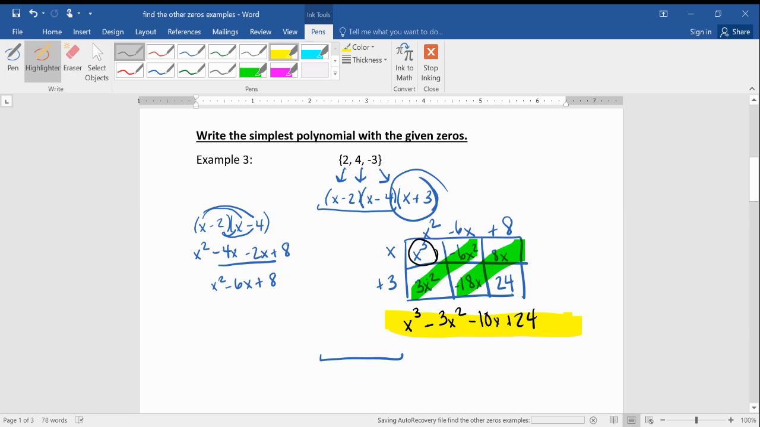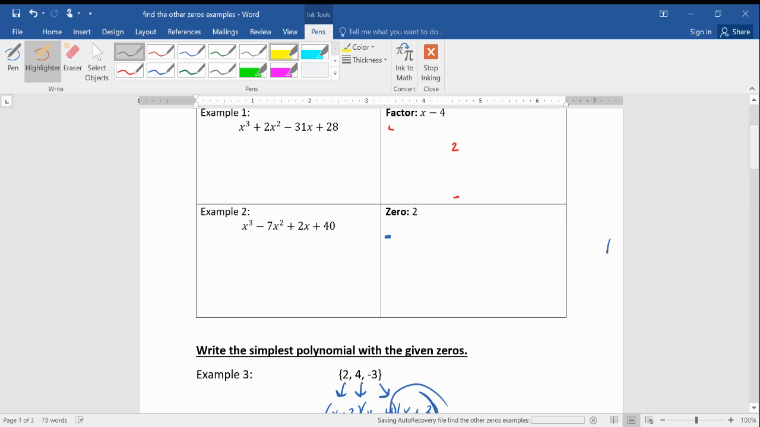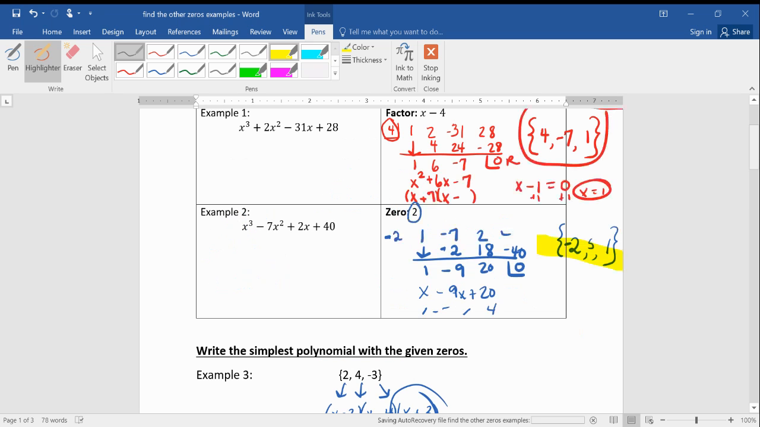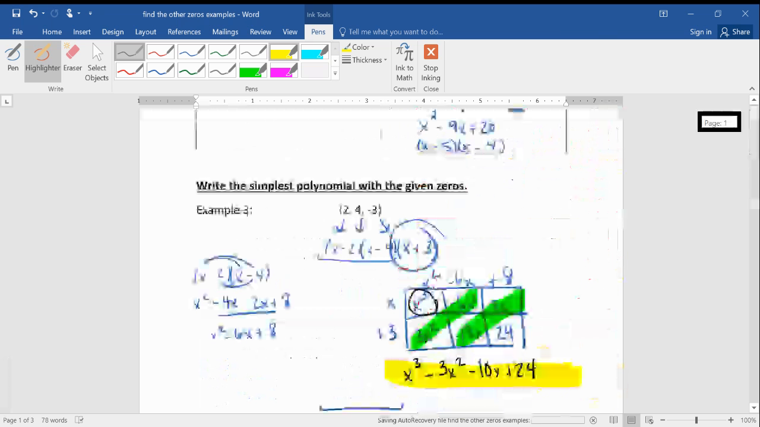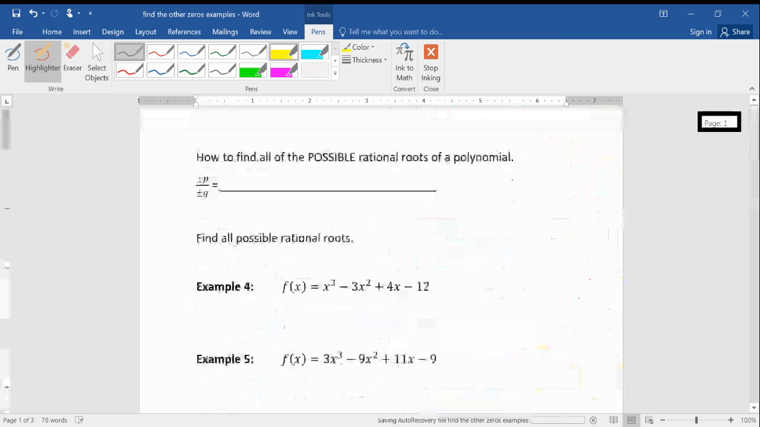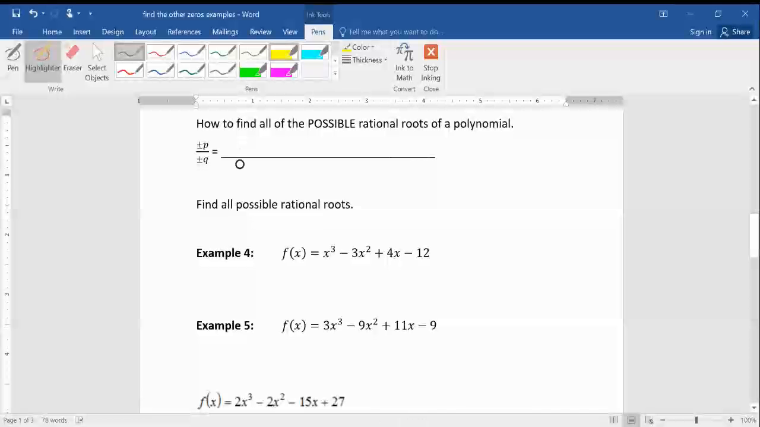So see how we went backwards. We went from zeros to the polynomial. And then on the first 2, we went from polynomial to the zeros. Now, eventually what we're going to do is do these first 2 problems without any kind of prompts. And so that's where this rational root test thing comes in. Okay, it's called the rational root test. Remember, roots is another word for what? Zeros, right? So how do you start with these problems if Ms. Brown does not give you one of the factors?